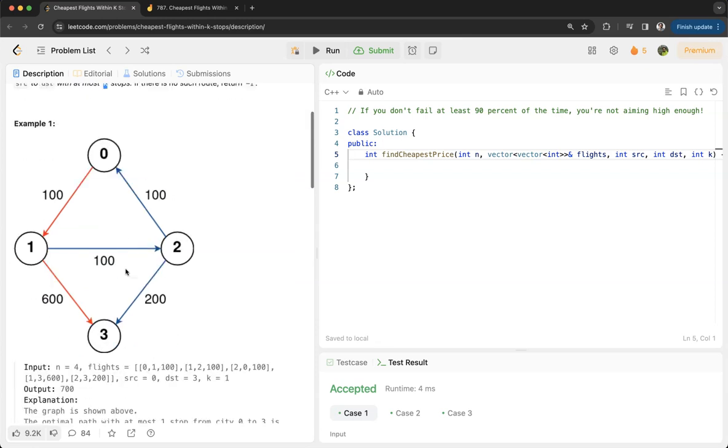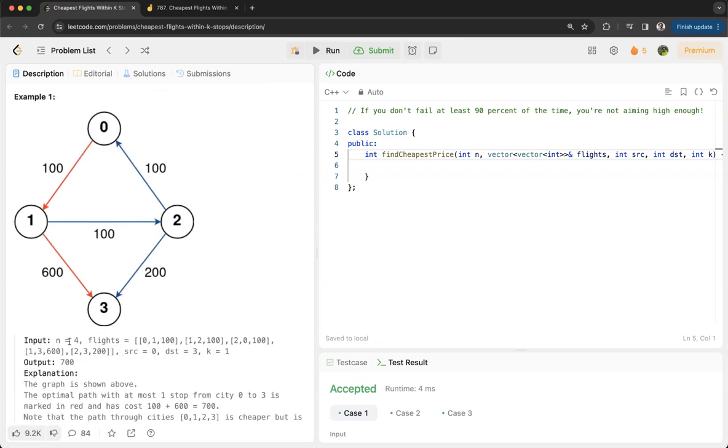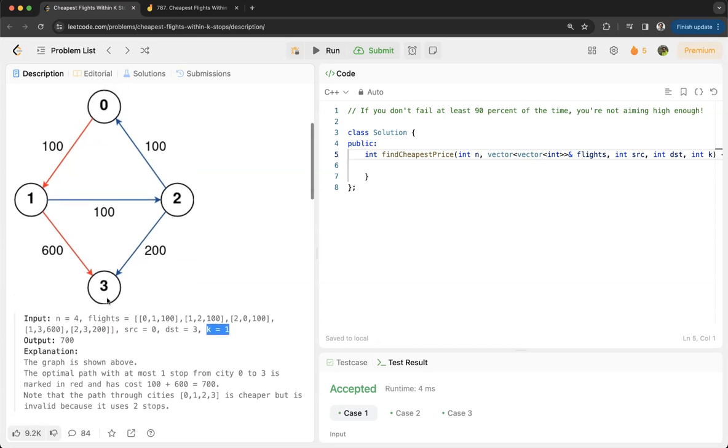let's take a look at the first example and then we will discuss the solution. So we have n equal to 4 and k is equal to 1, and we want to go from node 0 to node 3. So here from 0 to 3, and we can do at most one stop. So this is the best route. Okay, but if we are allowed to do 2 stops, we can take the other route, 0, 1, 2, 3, which is 400. But that's not the answer. The answer is 700 because we can make at most one stop.